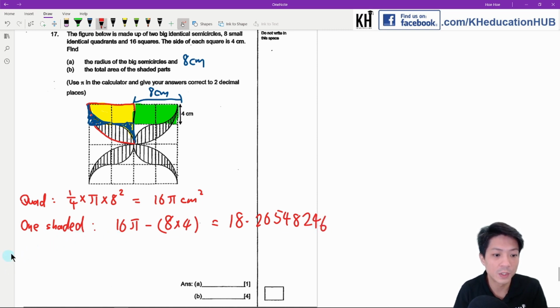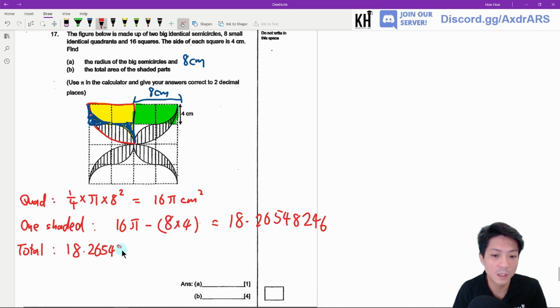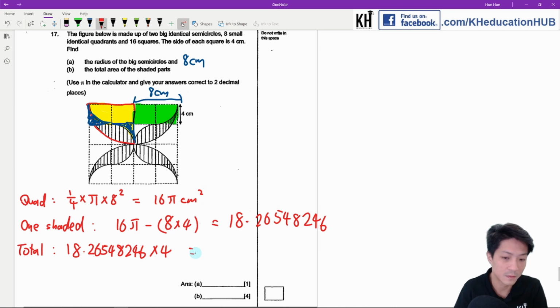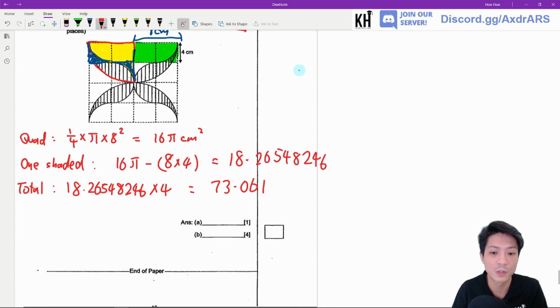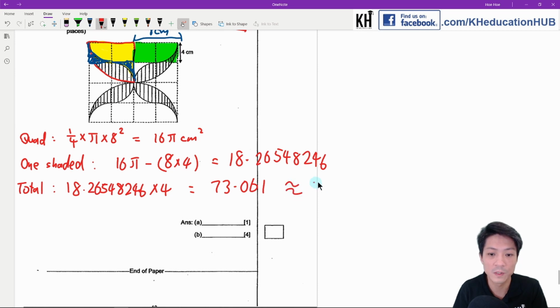So the total area of the shaded part would be 18.2654 8246 multiplied by 4, which will give you 73.061. They want you to correct it to 2 decimal places, which is 73.06. I'm gonna write it over here, 73.06. So the first answer is 8 and the second answer is 73.06.